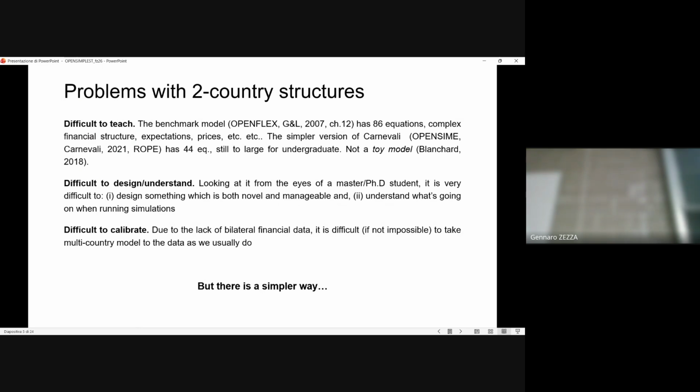So up to now, the benchmark, as I said, is the Godley-Lavoie, and Carnevale has simplified it a lot, cutting the number of equations down to 44. Still, it is a very large model, quite complex to understand what's going on. So this is not a toy model in the sense of what Blanchard was saying some years ago. During the macro wars after the financial crisis, Blanchard came up with a number of articles. And one of his points was, I have a slide, I'll say that in a minute, but in general, that we need two types of models, toy models and policy models.